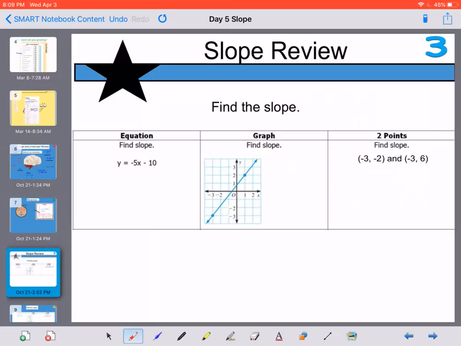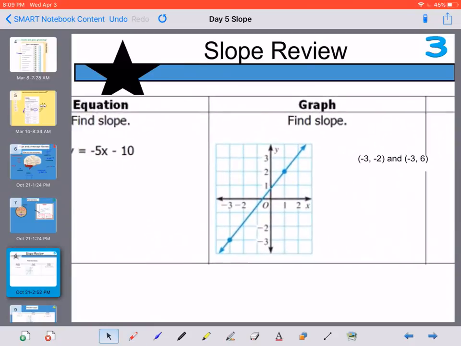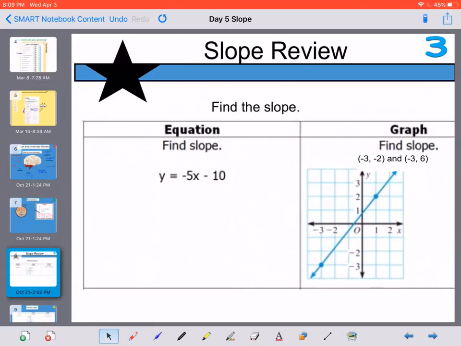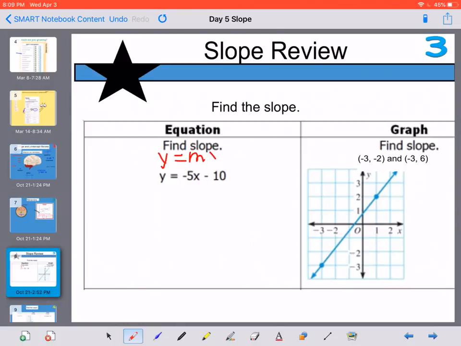So the first one, I'm just going to make this a little bit bigger so we can see it better. We are going to find the slope. So first one, we have y equals negative 5x minus 10. This is in the form y equals mx plus b. Now in this case, m is slope. So what number is in the m spot? Well, our m is a negative 5.